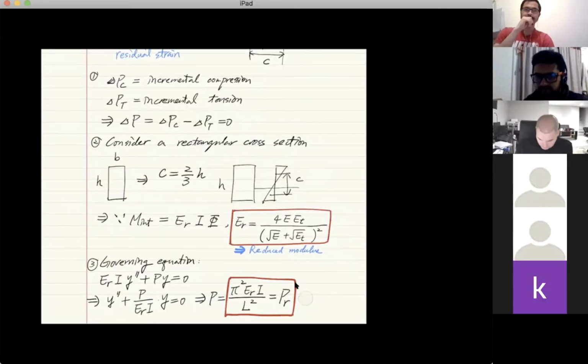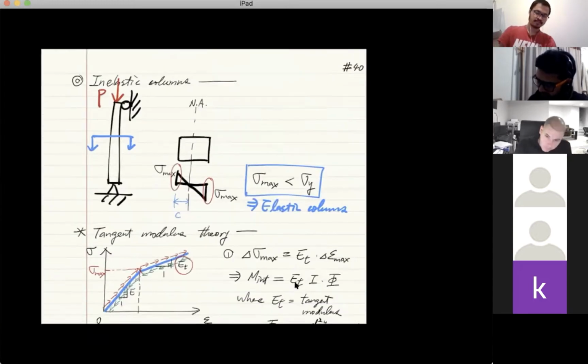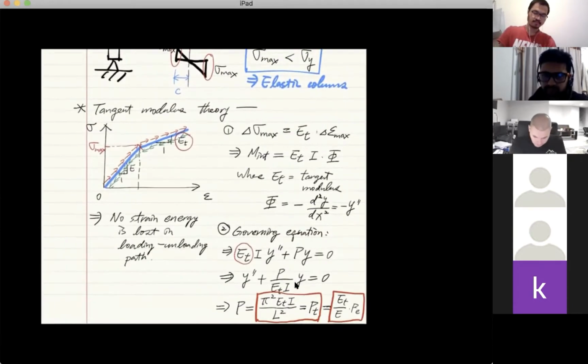By using this ratio, which is similar to what we did in tangent modulus theory, that is just to calculate the ratio between ER and E, and then multiply this by PE. So this is exactly like what we did with tangent modulus theory.